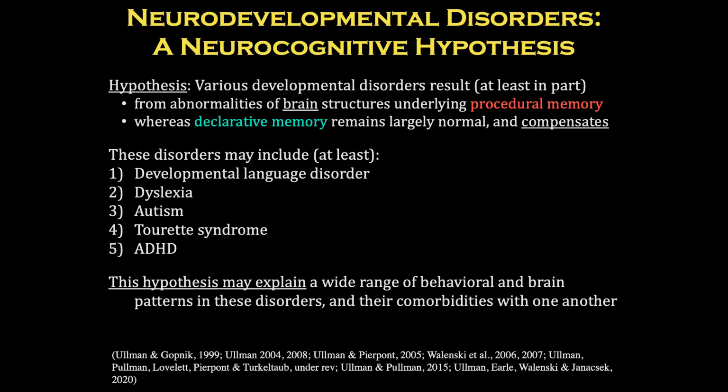These disorders may include, in different ways, developmental language disorder, dyslexia, autism, Tourette's, ADHD, OCD, and developmental coordination disorder. Okay, and we suggest that this hypothesis may explain a wide range of behavioral and neural patterns in these different disorders, as well as their selective comorbidities, because the same circuitry is being affected, although differently in different disorders, with different additional circuitry, as well as our suggestion.